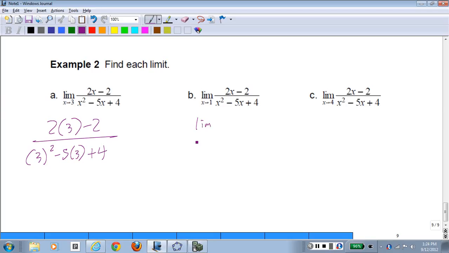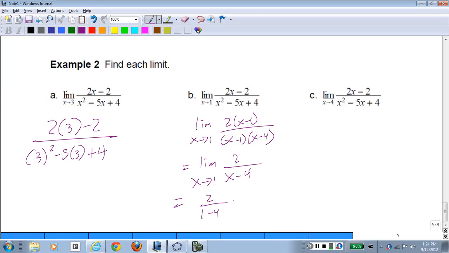This one, since we've kind of been there and done that, check my arithmetic, did I do that right? The last one, though, we can do the same sort of thing, because it's the same expression that we're dealing with.